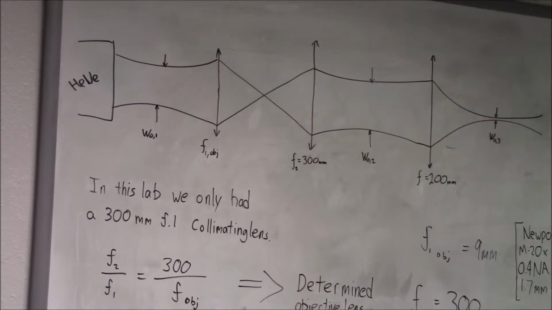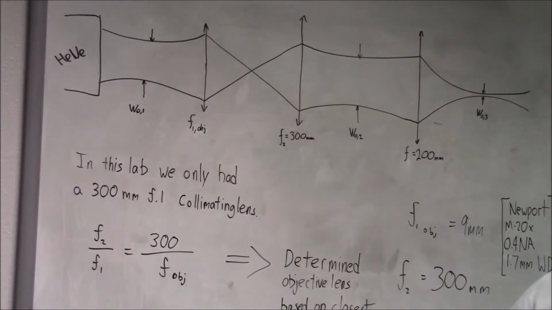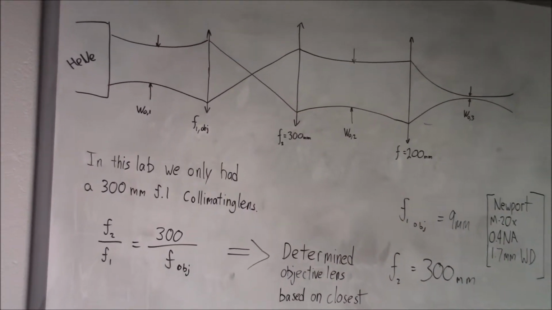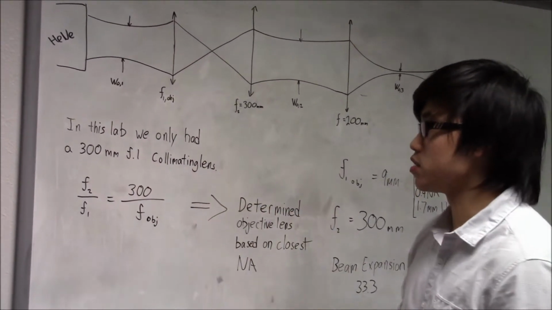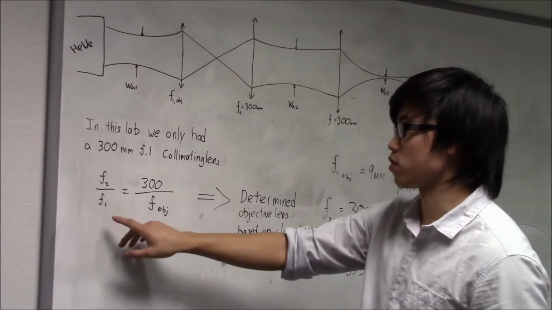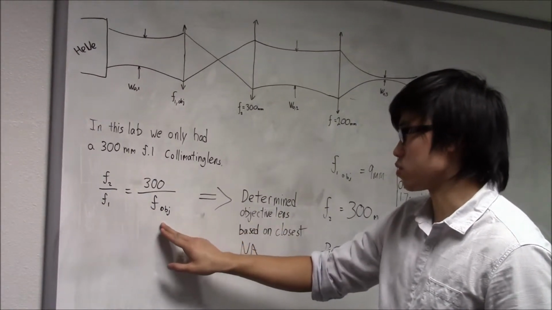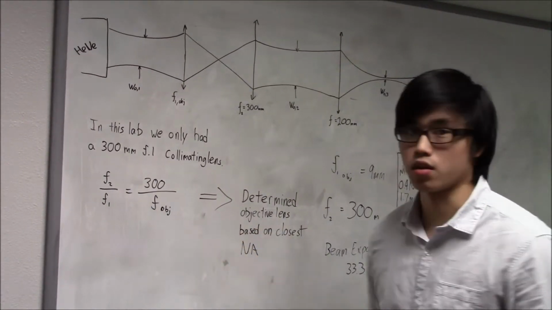So we had solved for the focal length of the objective and the collimating lens in the ideal setup, but in this lab we had very limited supplies. We were only given a 300 millimeter focal length collimating lens. We then determined with that we could solve for the focal length needed in the objective, which we found out was not going to happen with the objective lens we had.